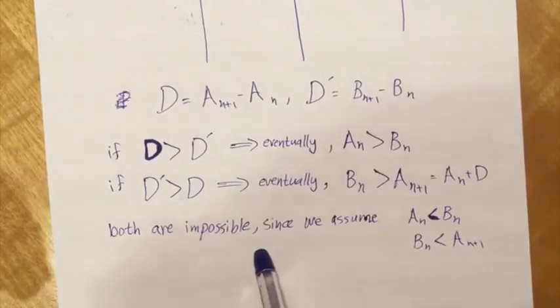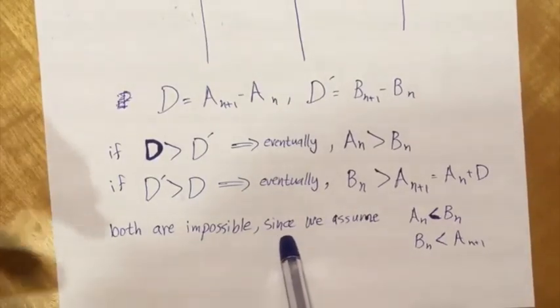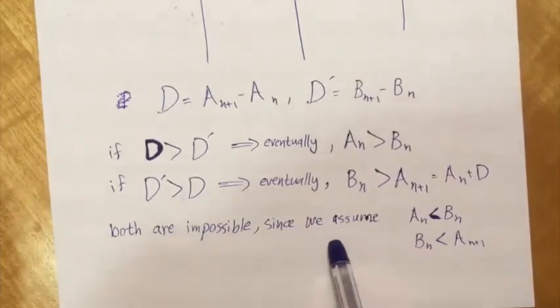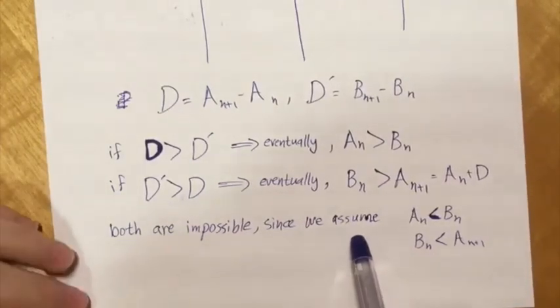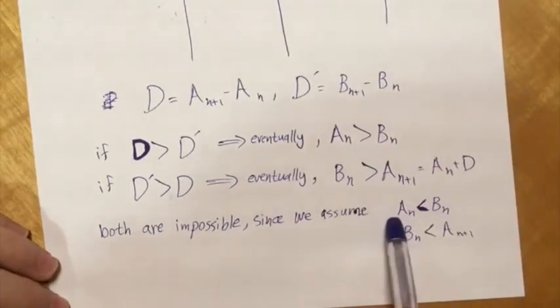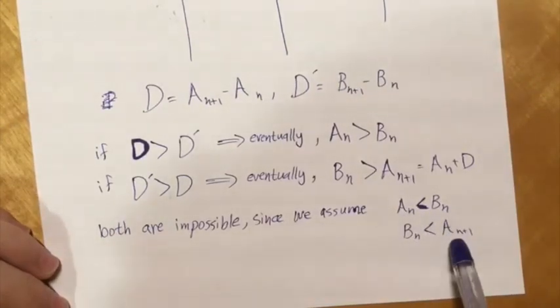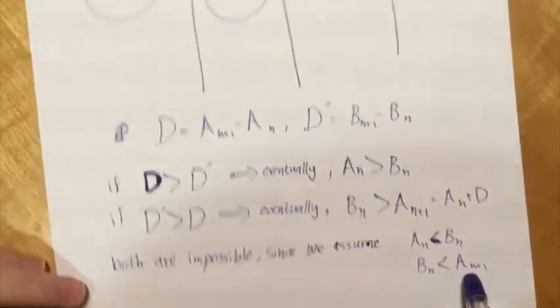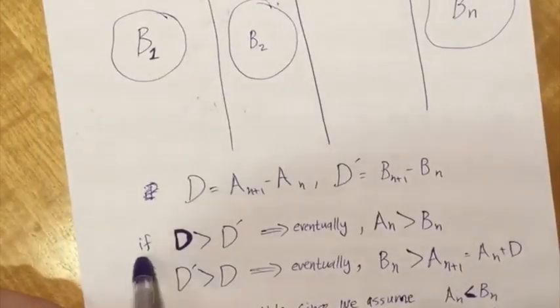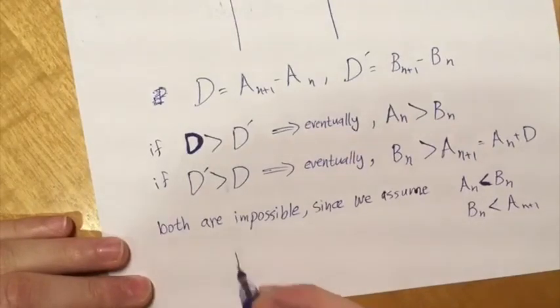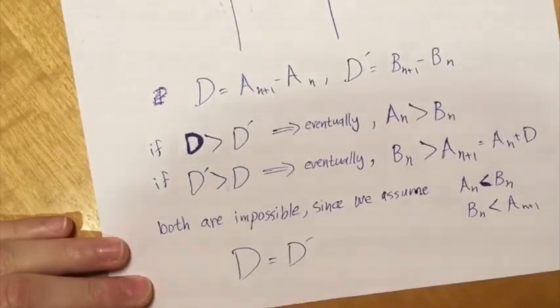Now, both of these two scenarios are not the case when A and B is an alternating arithmetic progression. In particular, A and B always satisfy this, An is less than Bn, but Bn is less than An plus 1. Neither of these two cases can happen, and the only possible scenario is when D equals D prime.